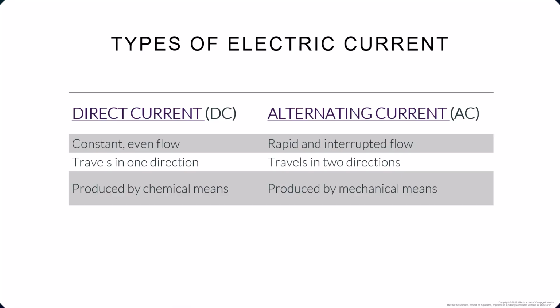Alternating current, or AC, is a rapid interrupted current. It flows in one direction and then goes in the opposite direction, and it's produced by mechanical means and changes directions 60 times per second. Devices that plug into the wall outlet are using alternating current as well. A rectifier is an apparatus that changes alternating current to direct current. So this would be a regular phone charger that recharges batteries.